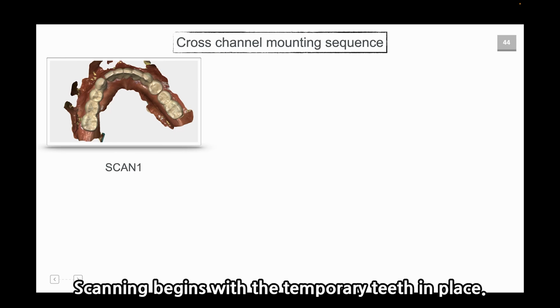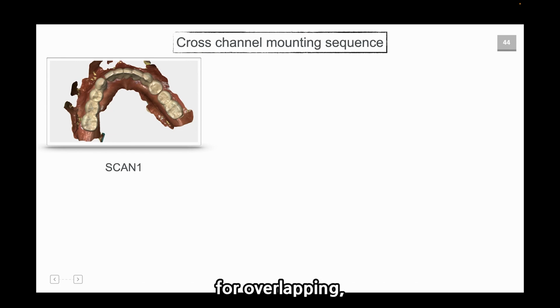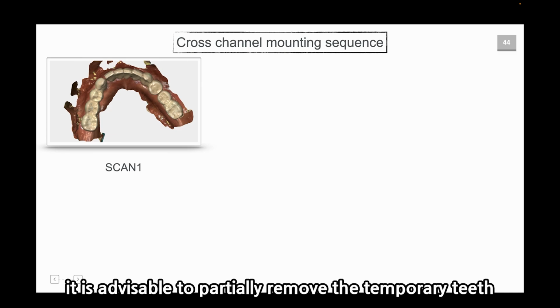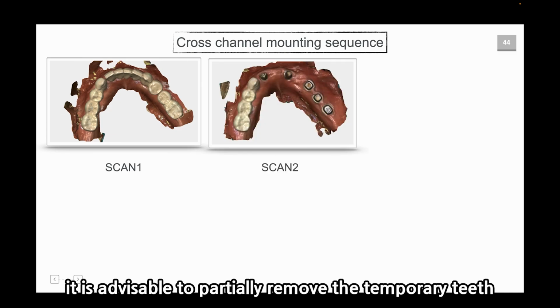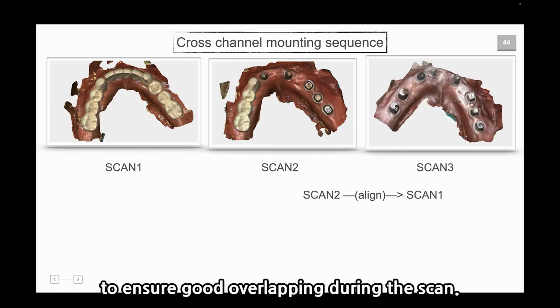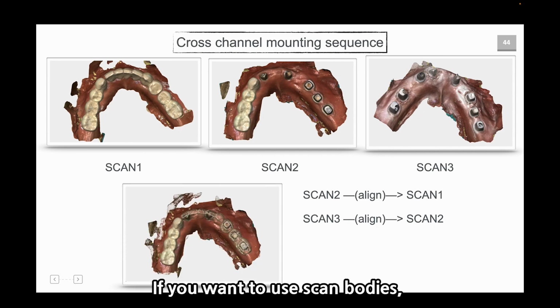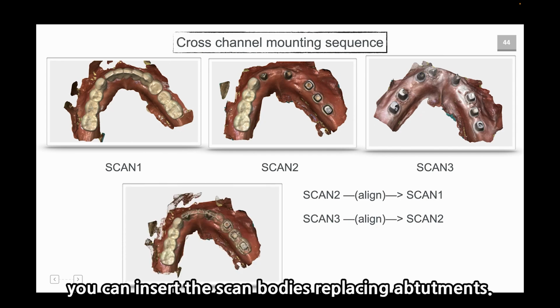Scanning begins with the temporary teeth in place. Since the mandible has no reliable scan areas for overlapping, it is advisable to partially remove temporary teeth before completely taking them out to ensure good overlapping during the scan. If you want to use scan bodies, you can insert the scan bodies, replacing the abutments.